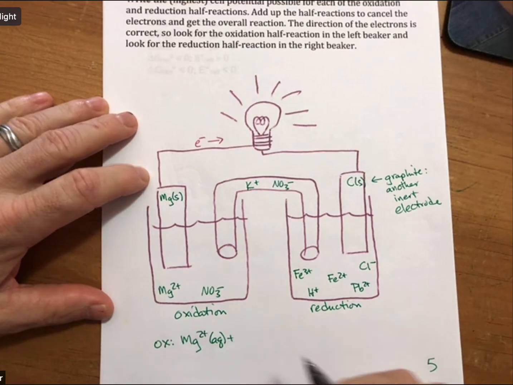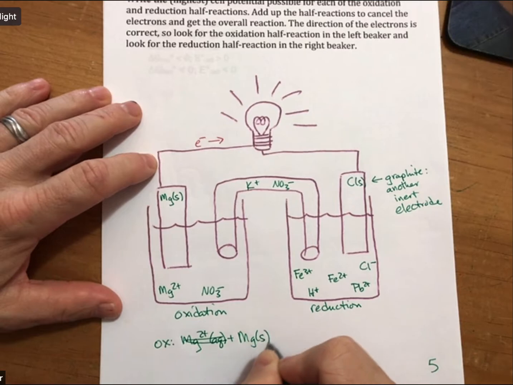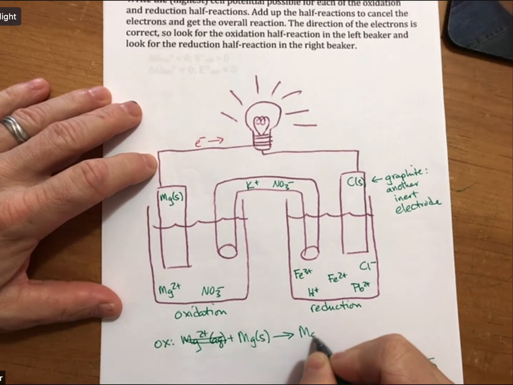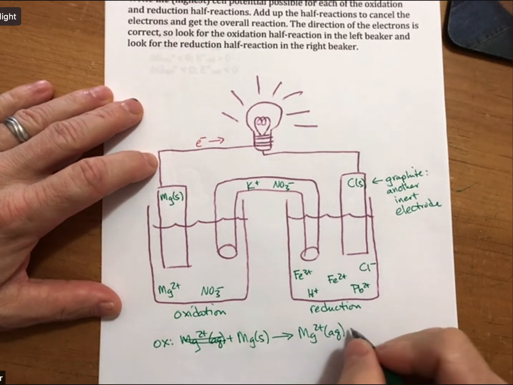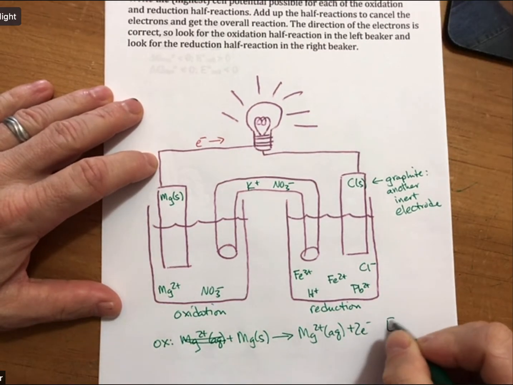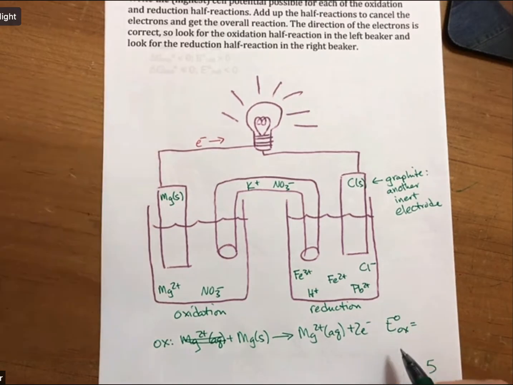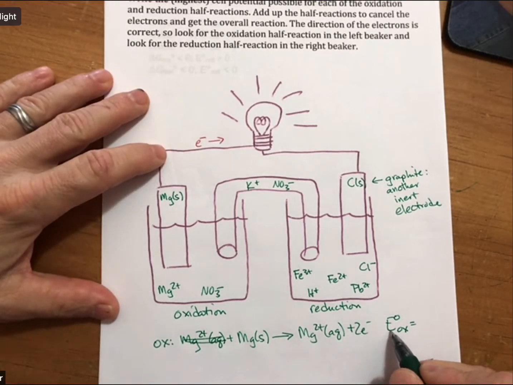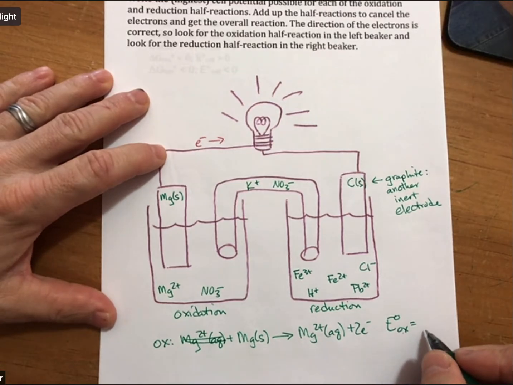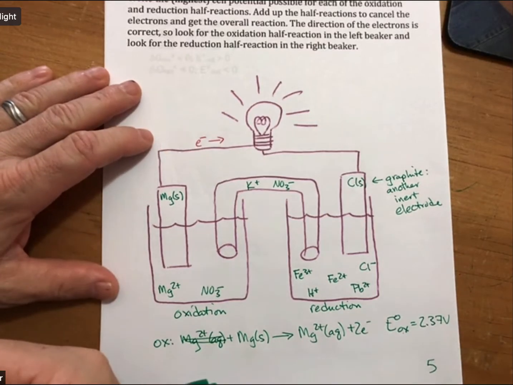Oh, and I've written it as it was going to be on the sheet, but it needs to be magnesium solid goes to magnesium 2 plus plus 2 electrons. E is the electrostatic potential, but E is for the oxidation, the voltage of the oxidation, or the cell potential of the oxidation, is 2.37 volts.